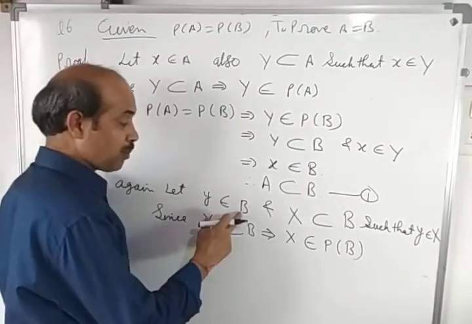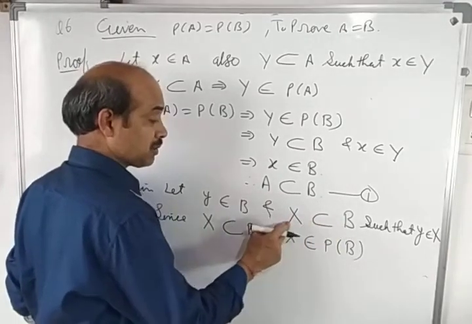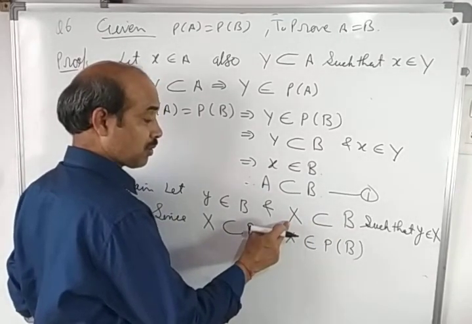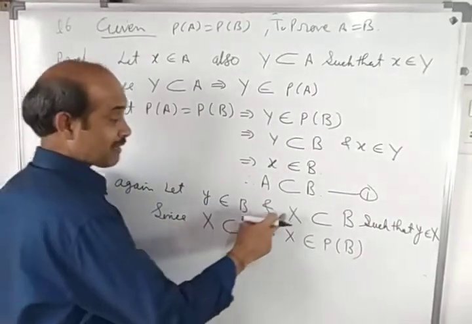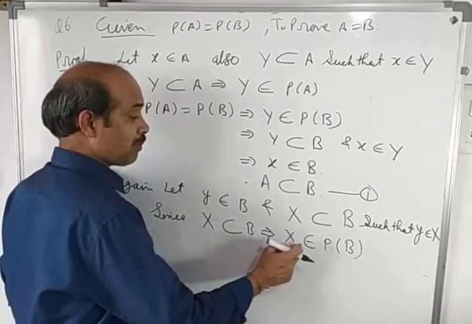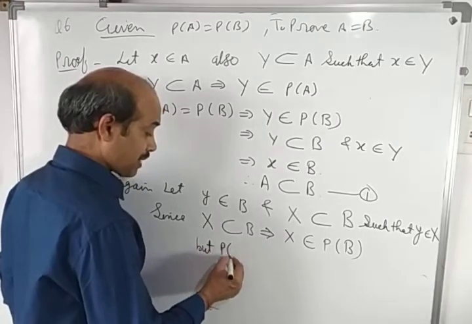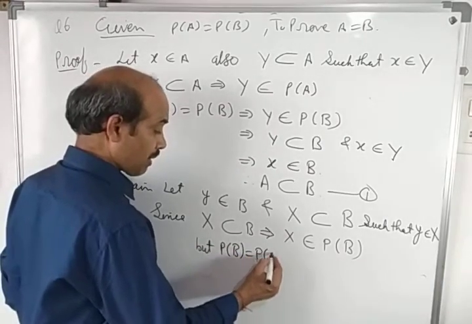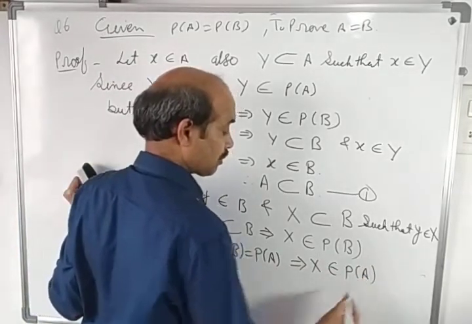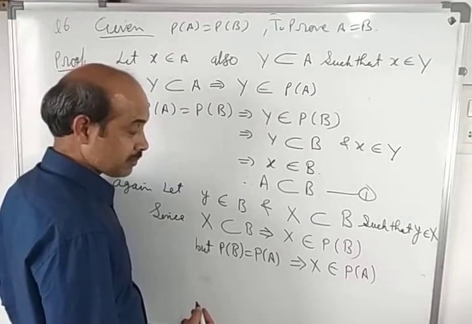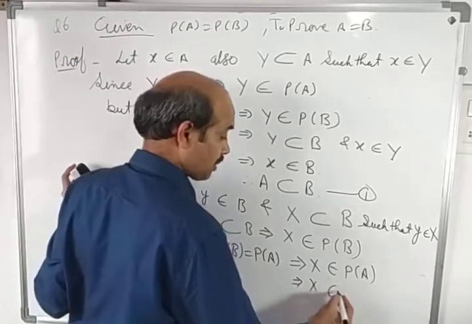We have taken an element y in B, and y is also in X. This X is a subset of B. Now since X is a subset of B, X will be an element of the power set of B. But the power set of B is equal to the power set of A. So this X belongs to the power set of A, and if it is in the power set, then it will become a subset of A.